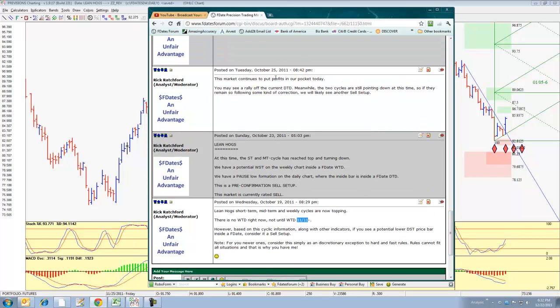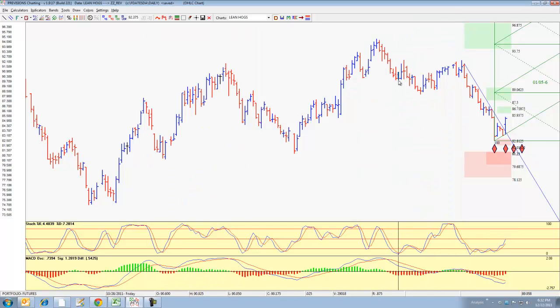And if you'll notice here on October 25th, I continue to talk about the profits we're accumulating, and it says we may see a rally off of the current daily turn date, but that overall we want another sell setup. We remain bearish until this time period down here, but we may get a little rally. And if you can see right here, okay, we had the rally off of that daily turn date. It just was for 2-3 days, and it topped out on November 1st.